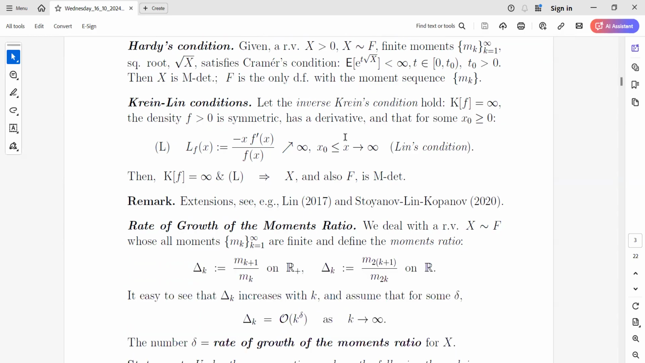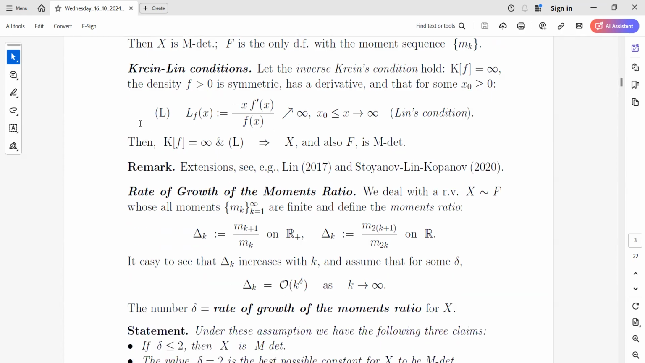Then the next is called Hardy. We have positive random variables, so the square root is well defined. Now we require the Cramér condition, the moment generating function, for the square root of X. It's written here. And if this is satisfied, then X itself is unique. In other words, F is the only distribution function with this moment sequence.